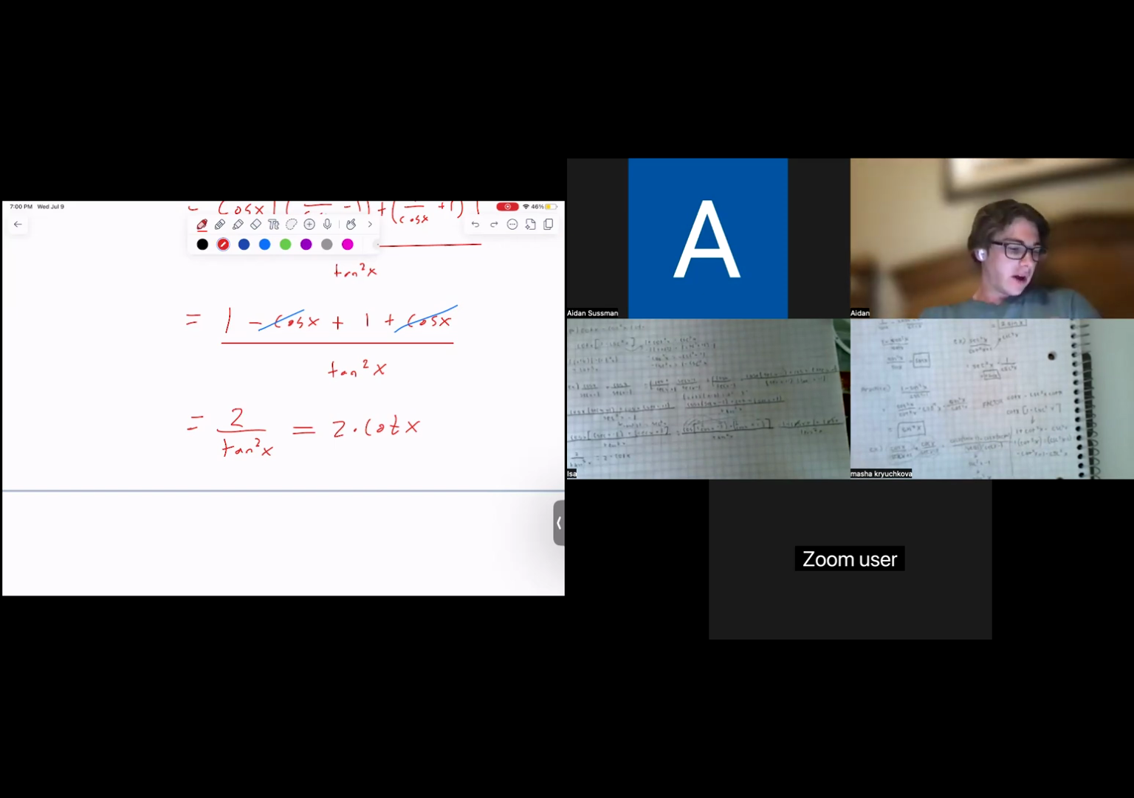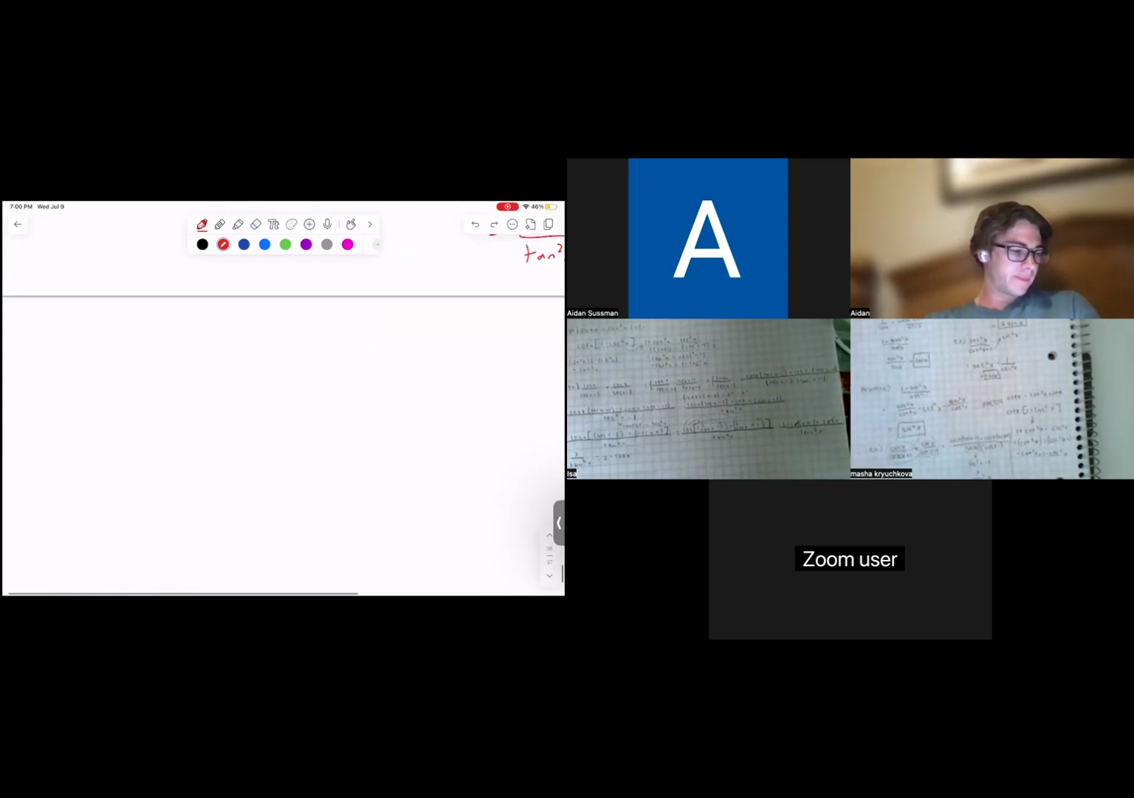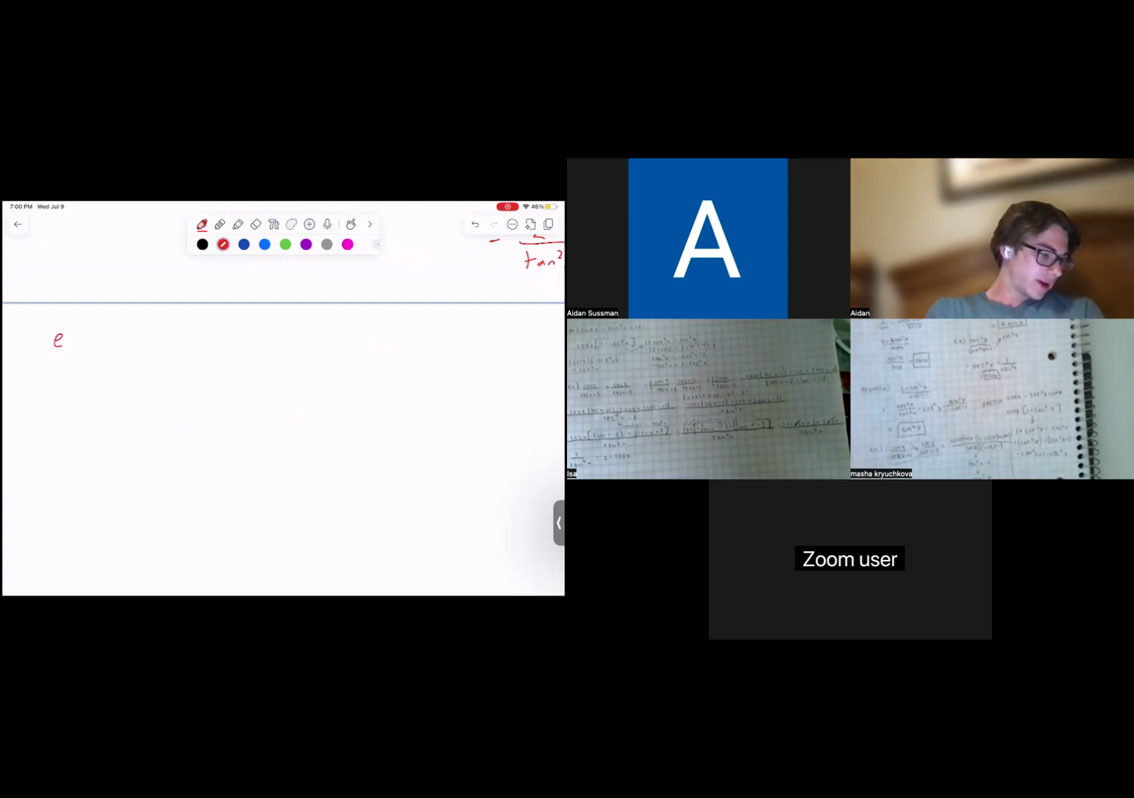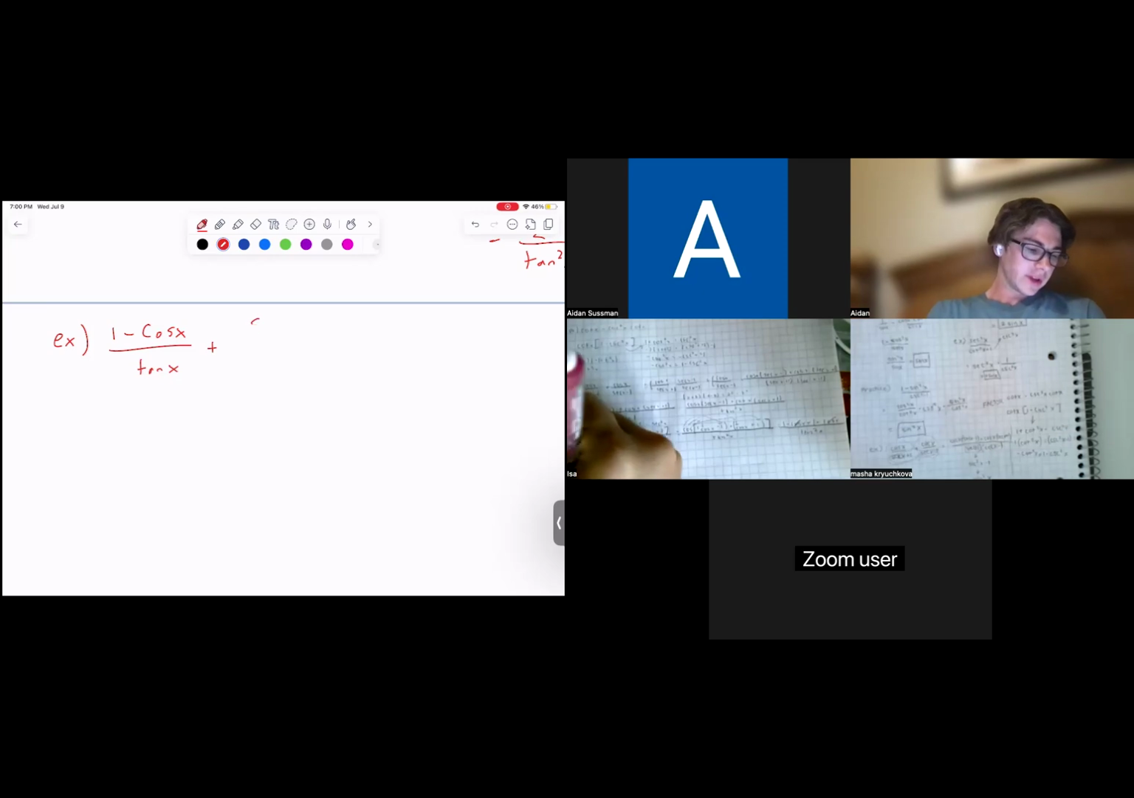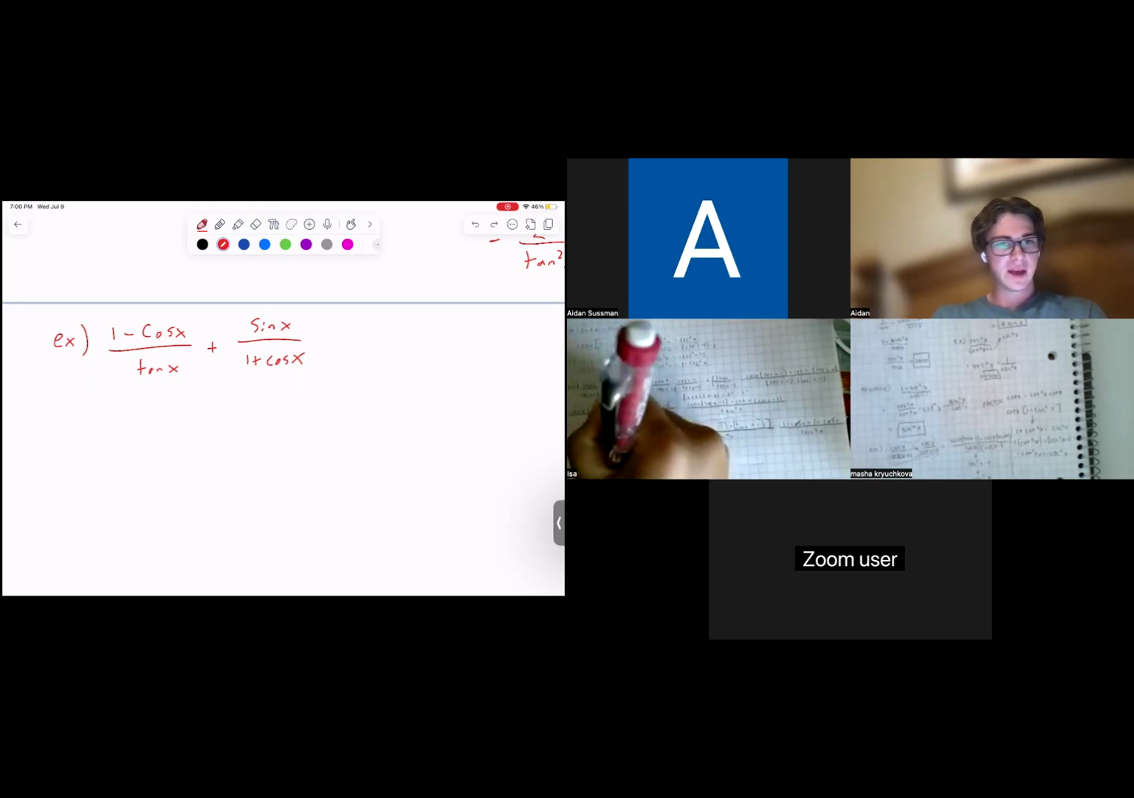I think we'll leave it here. I will do this though. I'll give you the answer, but I want you guys to try this example before you start your homework. Cosine of x times 1 minus cosine x over tangent of x, plus sine of x over 1 plus cosine of x. Try this one for homework, and this will be the first one we do next time we meet.